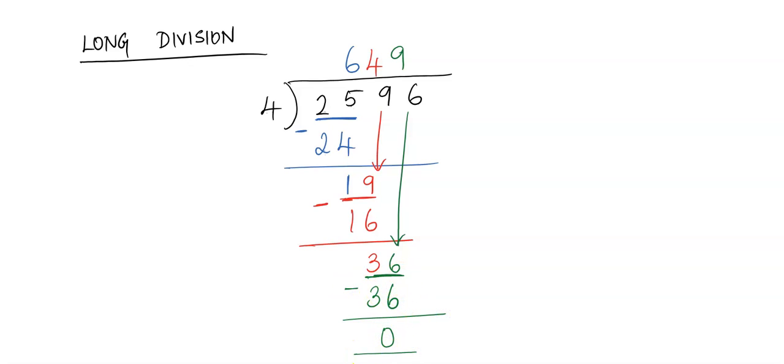Okay. So now if you look at the parts of your division in this setup, this here is called the quotient because that was the answer.